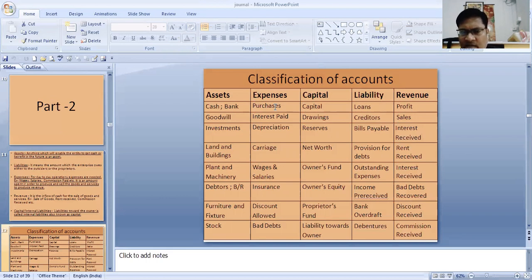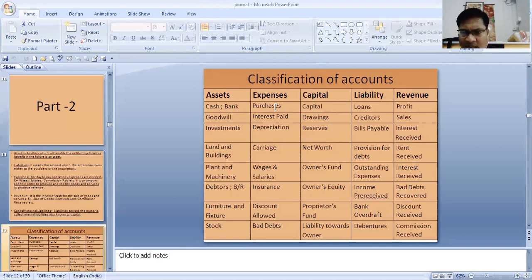We have then capital. They are capital, that is whatever the owner has invested as cash or stock or asset. Drawings, whatever the owner has taken out from the business. Reserves, that part of profit which is reinvested in the business. These three together will be termed as net worth, owner's fund, owner's equity, proprietor's fund. That means all the liability towards the owner is capital.